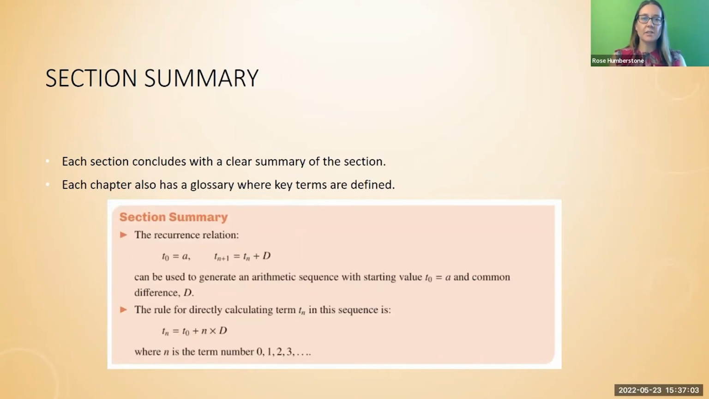Additionally, each section concludes with a clear summary of the section. Each chapter also has a glossary where key terms are defined. So for example, here we've got a section summary with a basic recurrence relation and also a rule for directly calculating term Tn in the sequence.